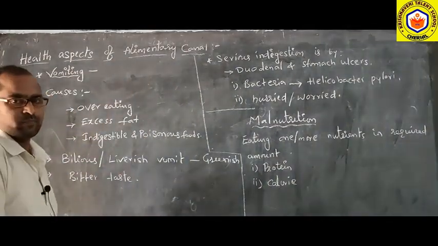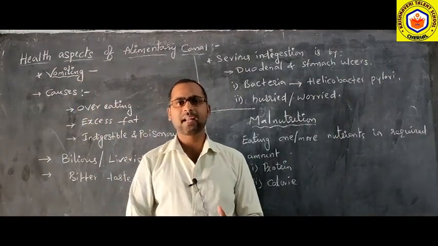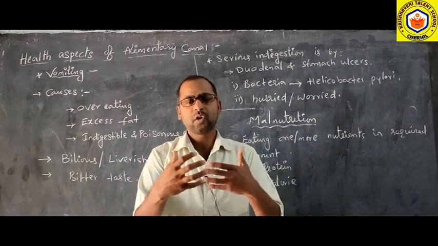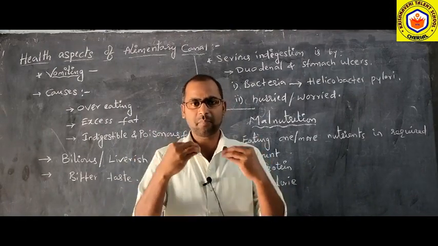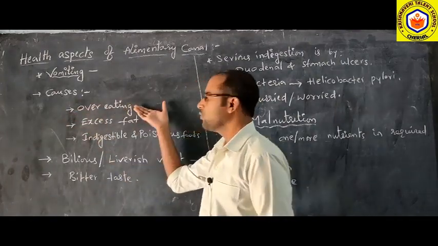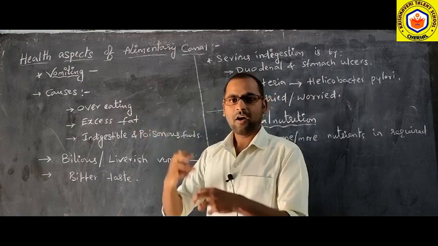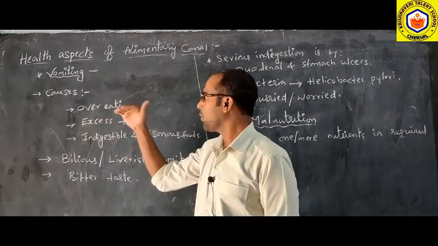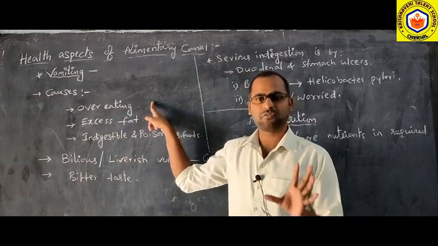First, overeating. Our digestive system is made to digest food. Our alimentary canal must be provided with the required amount of food. If we completely fill it with too much food, that causes vomiting. There will be no sufficient space for the digestion process, and our digestive juices cannot digest the food properly if you eat more food. So what is the first cause of vomiting? Overeating, eating an excess amount of food.